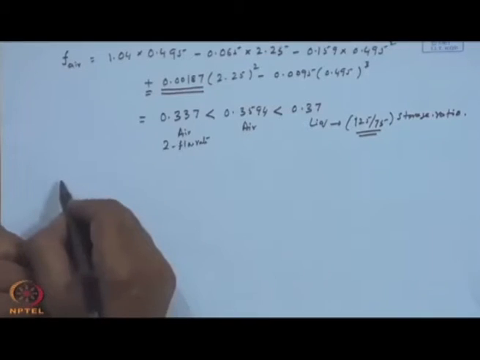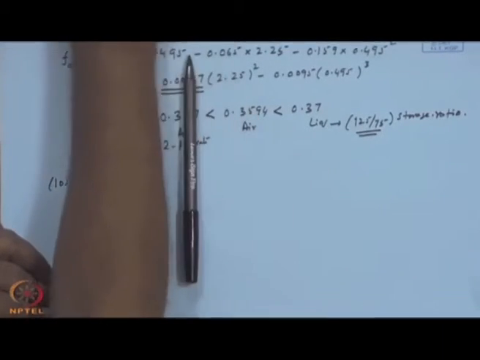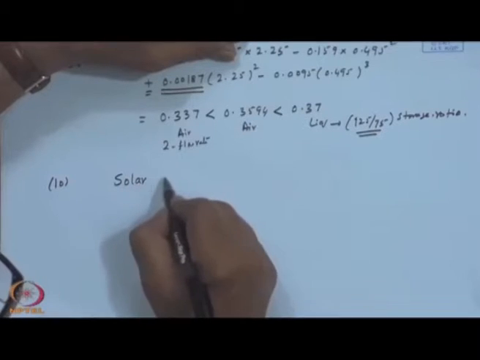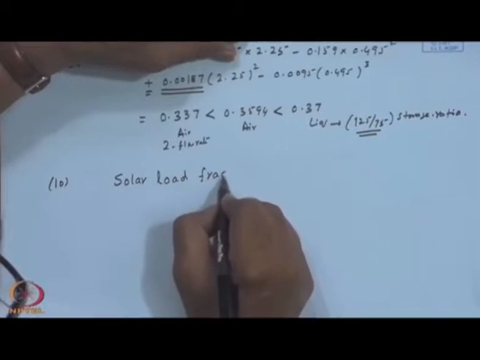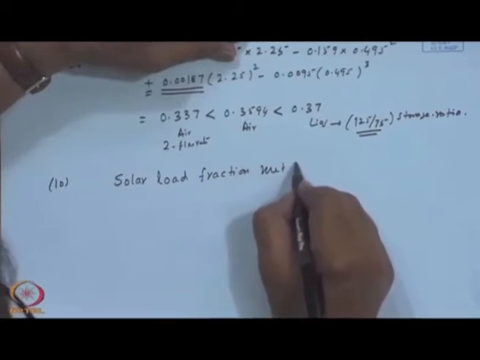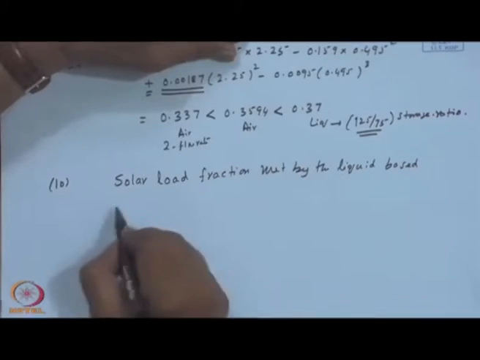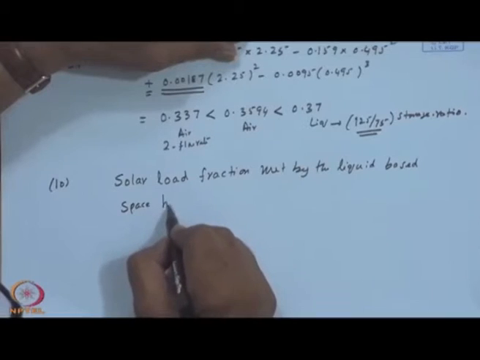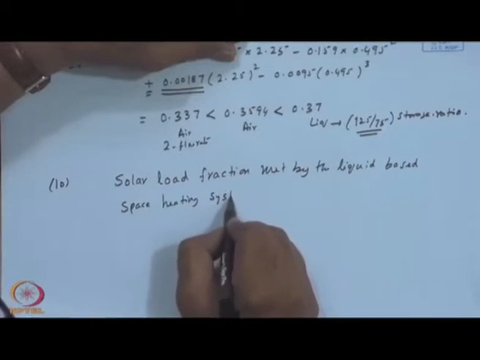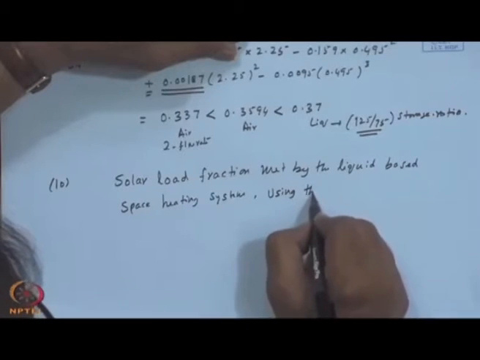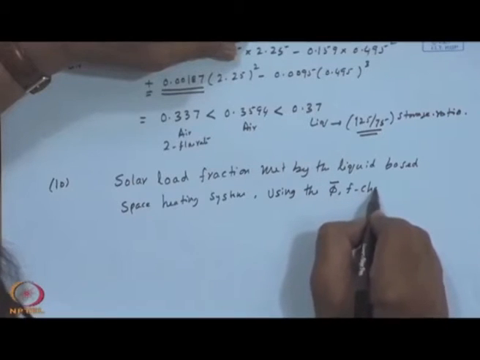Now, lastly, this is problem number 10, which should bring us close to these exercises on F chart and phi bar F chart. So, calculate the solar load fraction met by the liquid based, obviously, space heating system of problem 7 or 8 etc., using the phi bar comma F chart method.